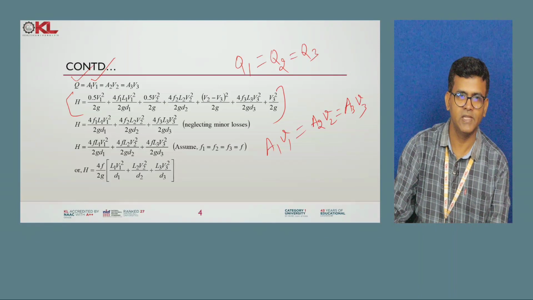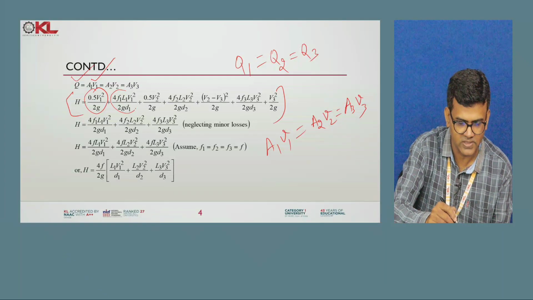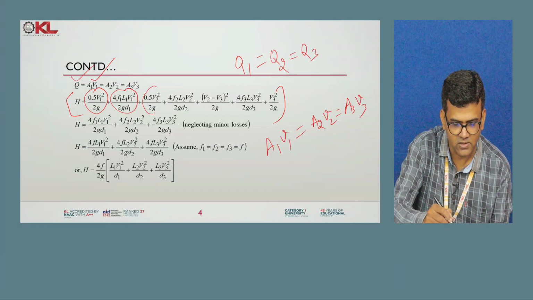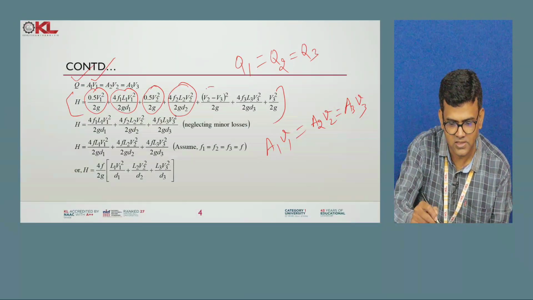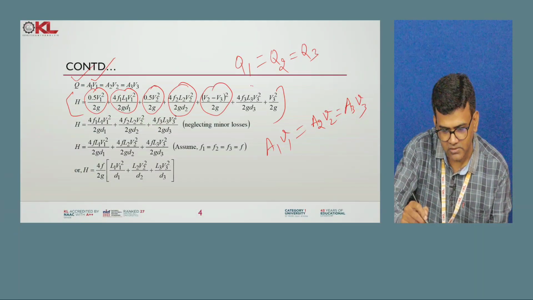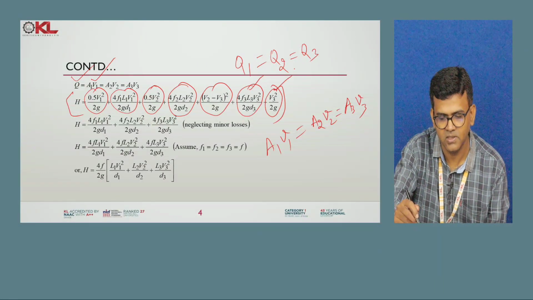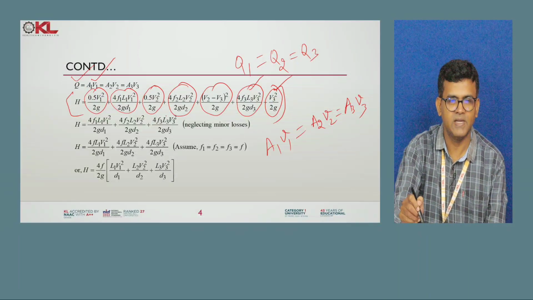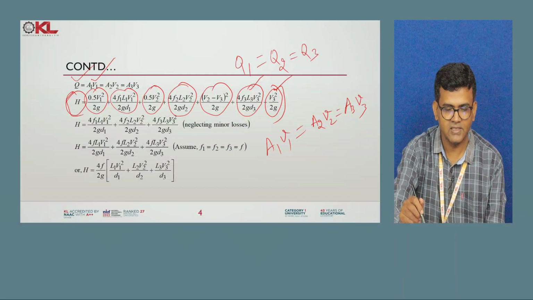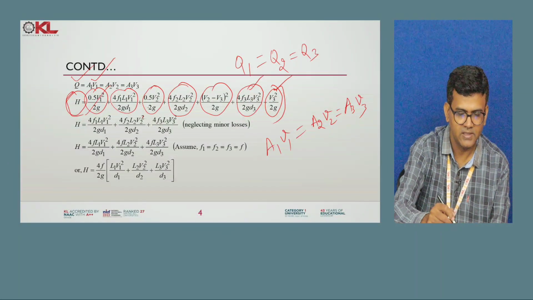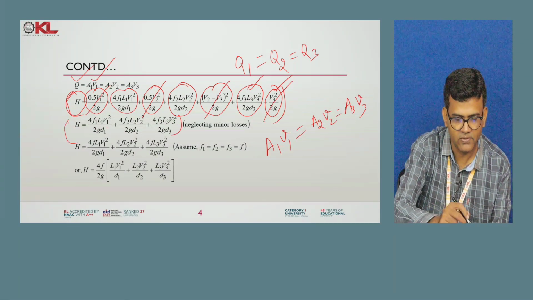So we can combine all these losses. This is the loss at the entrance, this is the loss due to friction in pipe 1, this is due to the sudden contraction, this is the friction loss in pipe 2, this is due to sudden expansion, this is due to friction in pipe 3, and this is at the exit of the pipe. So all major and minor losses are combined to get the total head loss. If you neglect the minor losses, they can be removed, and only the losses because of friction will be there.